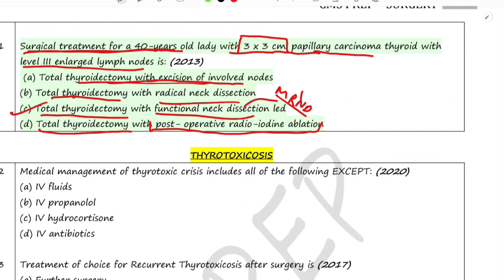papillary thyroid carcinoma. Total thyroidectomy with radical neck dissection is more extensive, removing additional structures like the sternocleidomastoid, internal jugular vein and accessory nerve, and is generally reserved for extensive or aggressive disease, which is not typical for a 3 cm papillary carcinoma. Total thyroidectomy with post-operative radioablation: while radioiodine ablation is often used post-surgery, it is not sufficient alone for initial management where there is nodal involvement. So the correct option is option number C.